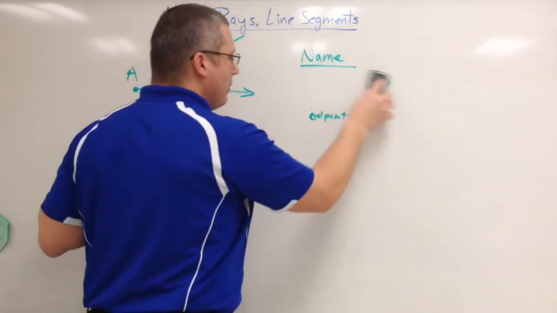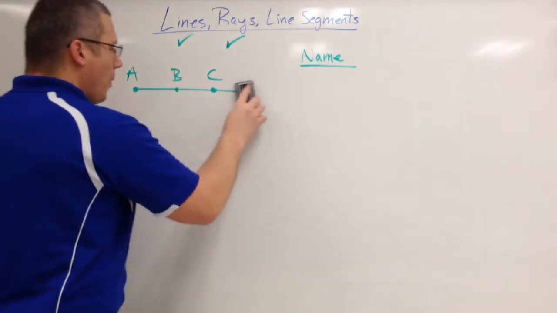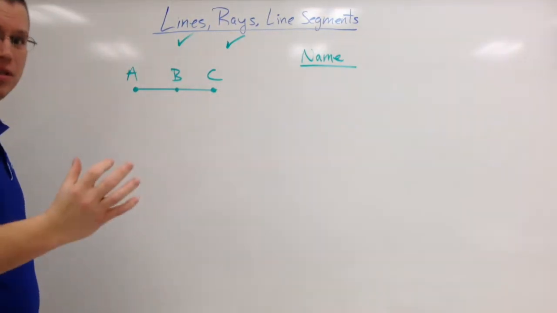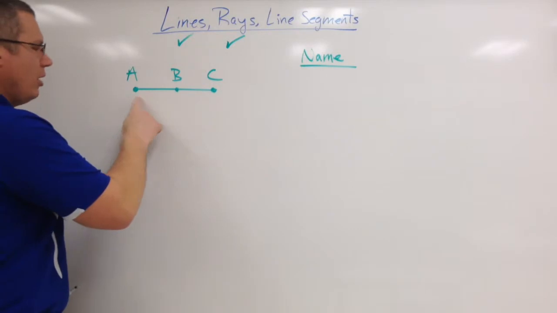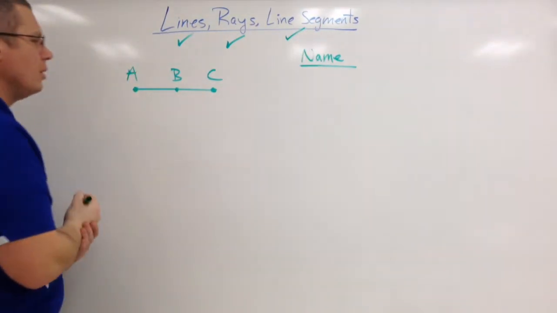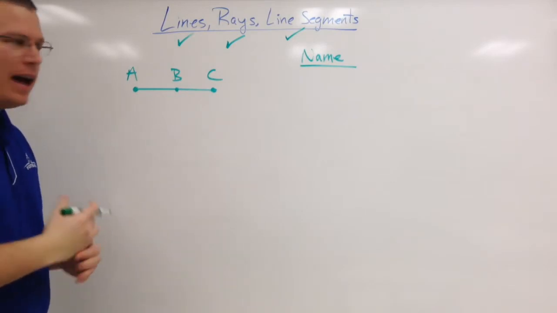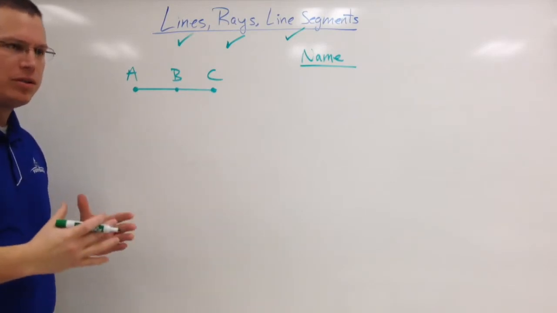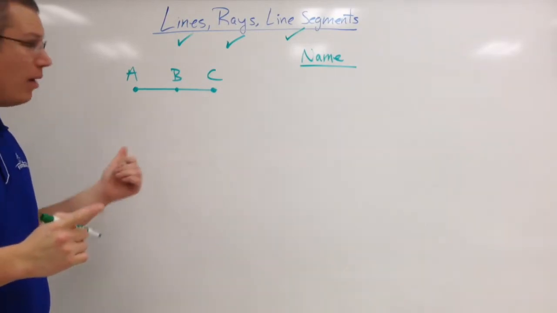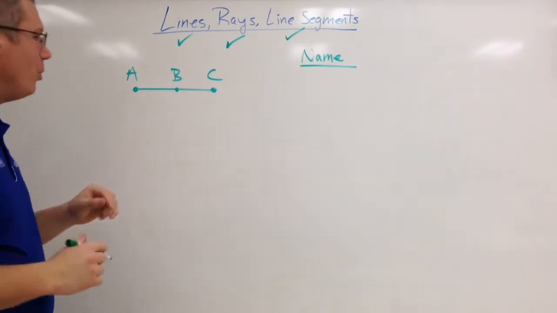I'm going to take my shape and cut it down again. I'm going to take both infinite ends off, and now I have a definite start and a definite end. This is a line segment. How do I name a line segment? I name a line segment very similar to how I name a line. I need 2 points. Now, in a line segment, I need the endpoints.